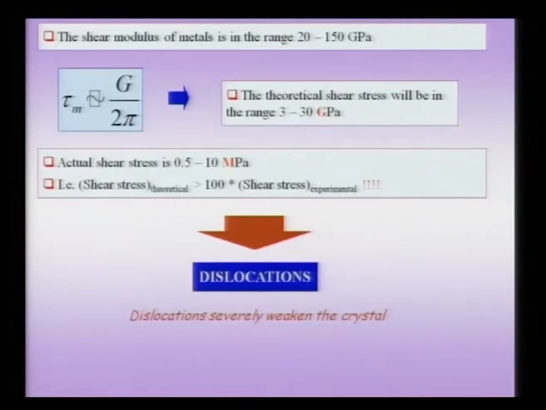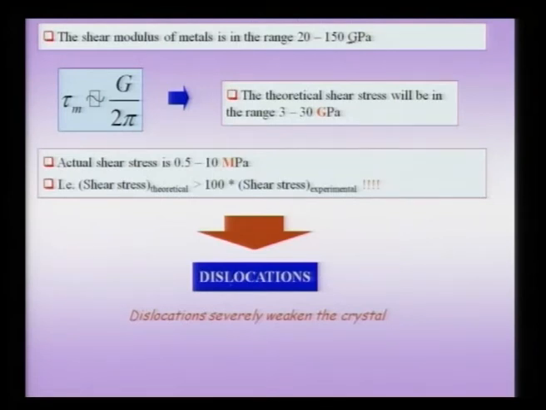The shear modulus of metals is typically of the order between 20 to 150 gigapascals, and the important thing I need to note is the word gigapascals. So, it is of the order of 10 power 9 pascals. Now, given the fact that tau m is G by 2 pi, the theoretical shear stress will be in the range of 3 to 30 gigapascals.